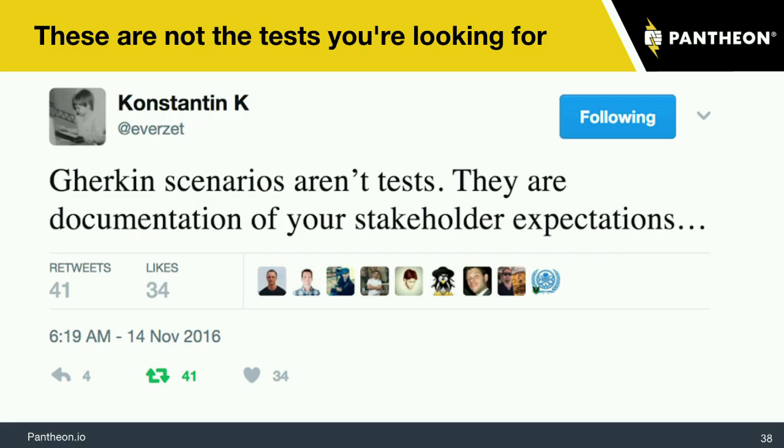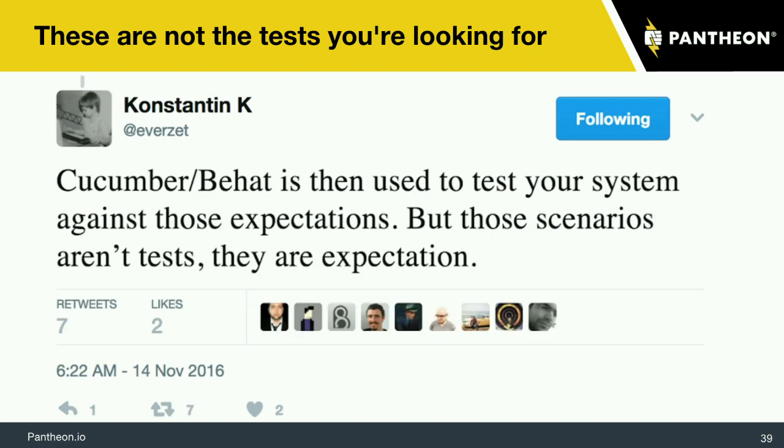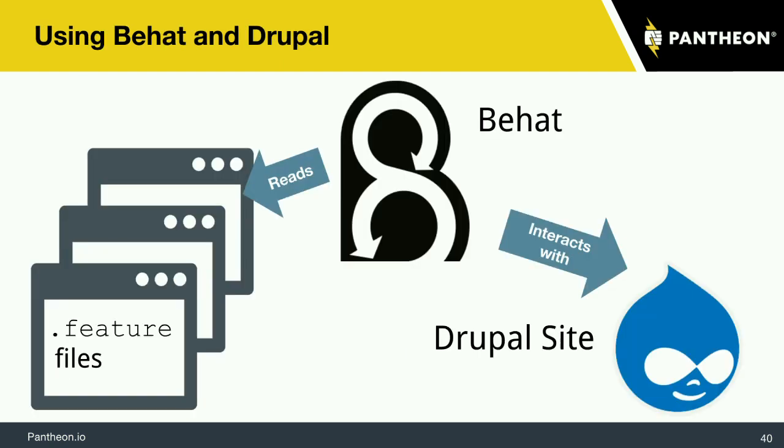And it's important to remember that these dot feature files alone are not our tests. This is a bit of a pedantic point, again, from Constantine, the author of Behat. These are really just our expectations. The feature files alone are not the tests. The feature files are the expectations. In order to have tests, in order to be doing testing, we need a couple other pieces. We need something like Behat that can actually evaluate those expectations and compare them to an actual thing.